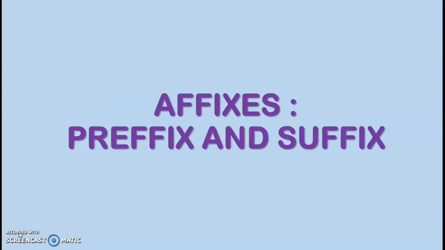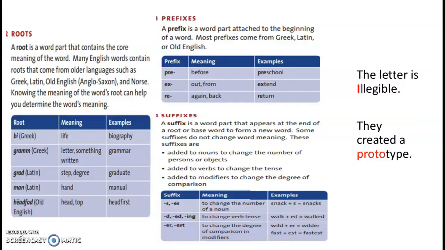We are going to continue with the context clue topic, and in this opportunity I'm going to explain three other context clues that we have. The first one is affixes. Affixes can be prefix and suffix, so we are going to explain how to use them as a context clue.